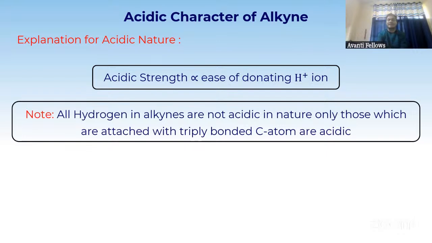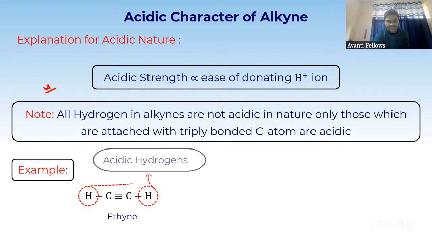H plus ion पे डिपेंड करता है। नाउ देखो ध्यान से, all hydrogens in alkynes are not acidic in nature. Only those which are attached to the triply bonded carbon atom are acidic. Okay, so जितने भी हाइड्रोजन होते हैं, all hydrogens in alkynes are not acidic in nature. Only those which are attached to the triply bonded carbon atom are acidic. So this point you must remember कि सारे के सारे हाइड्रोजन एसिडिक नहीं होते हैं। सिर्फ वही हाइड्रोजन जो ट्रिपली बॉन्डेड से अटैच्ड होते हैं, दे आर मच मोर acidic. Okay, now let's see through an example.